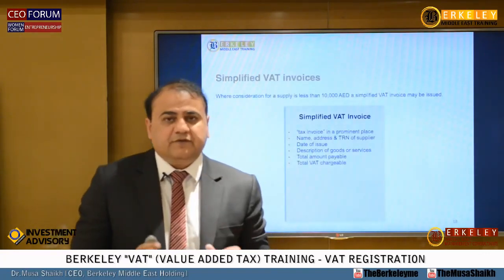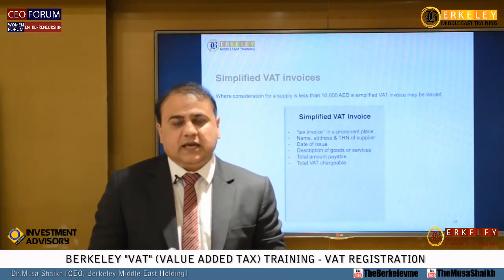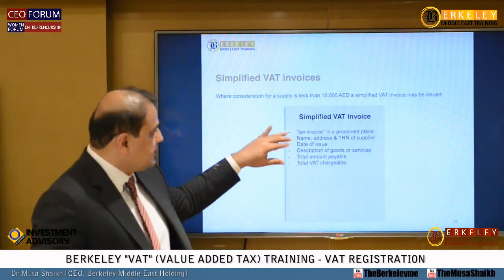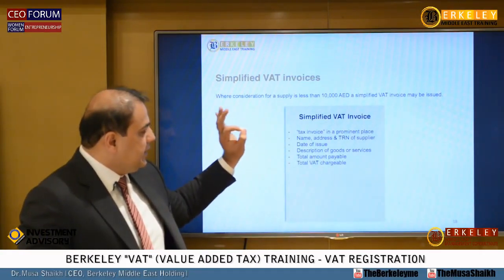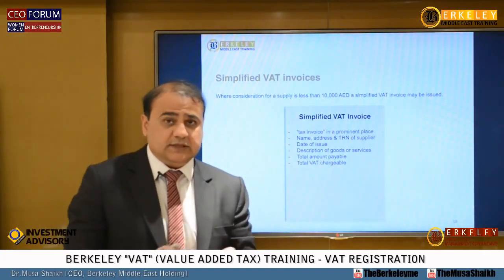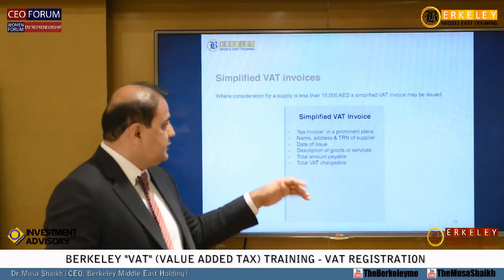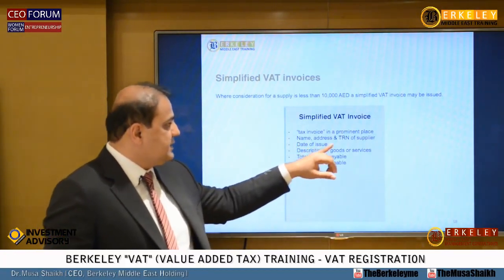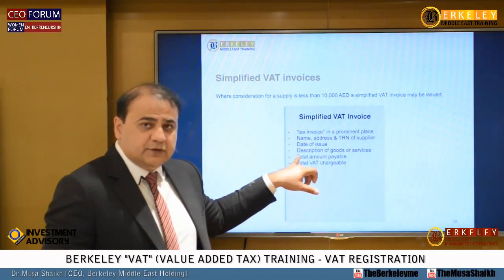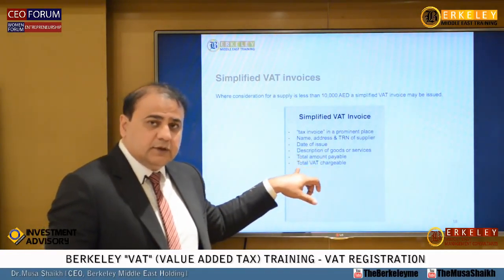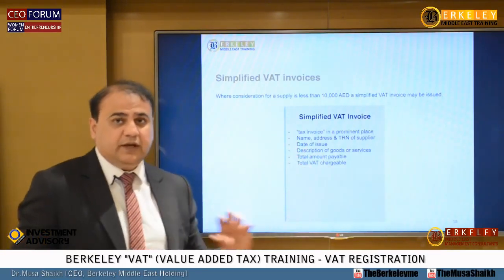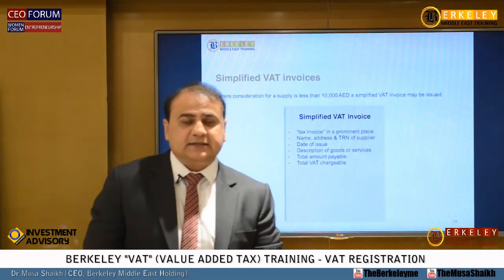We also have simplified tax invoices, and they should have some compulsory elements. What are those? The words tax invoice in a prominent place, meaning if we see the document, we can see this is a tax invoice. It should have the standard name, address, and tax registration number of the supplier, date of issue, description of the goods, total amount payable, and total VAT chargeable. These are the components that we need to see on a tax invoice.